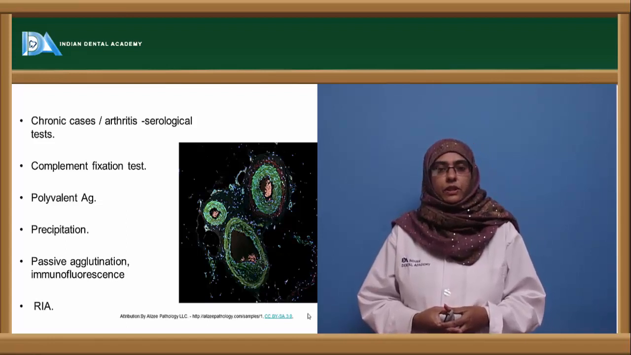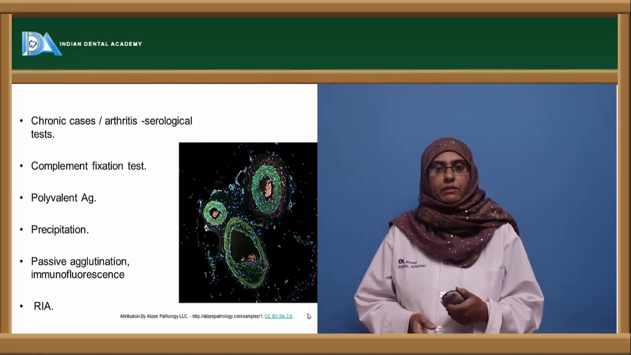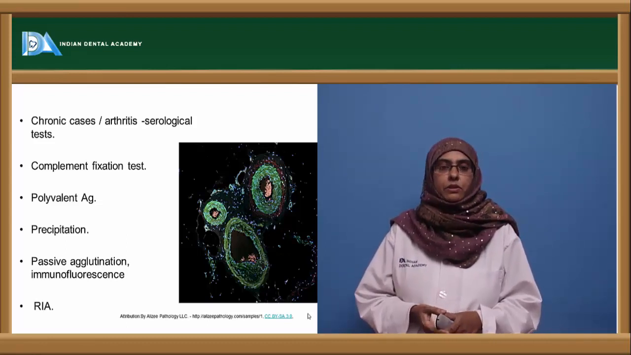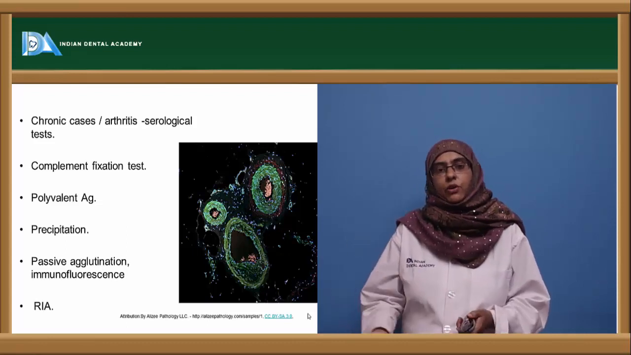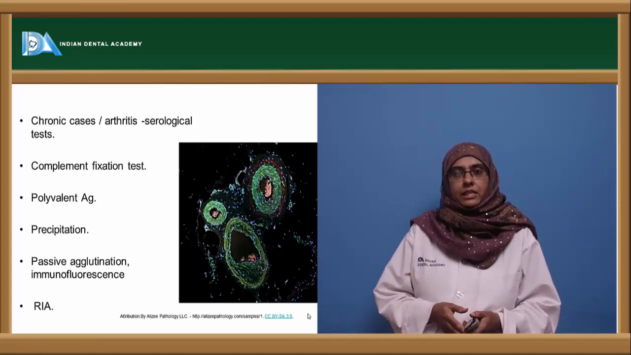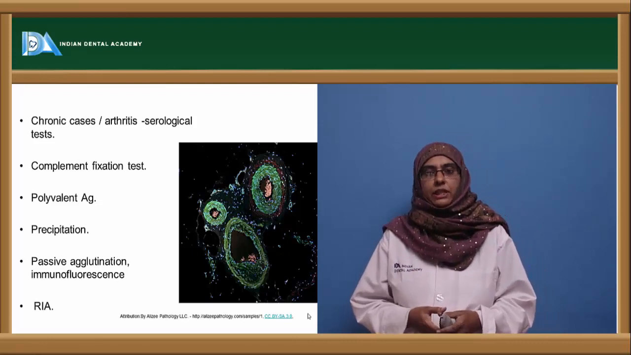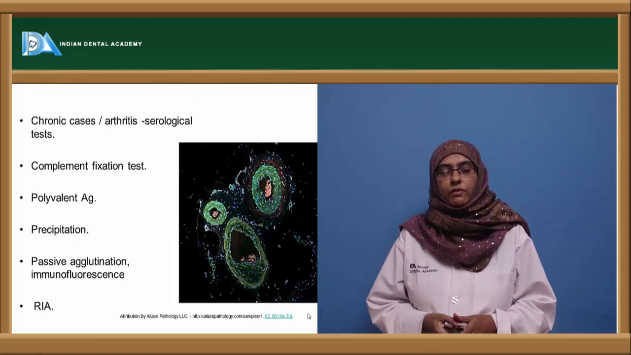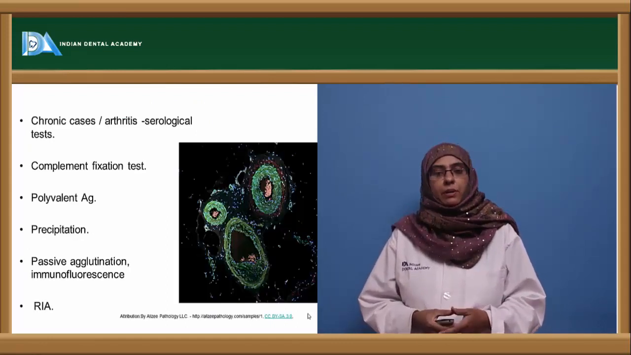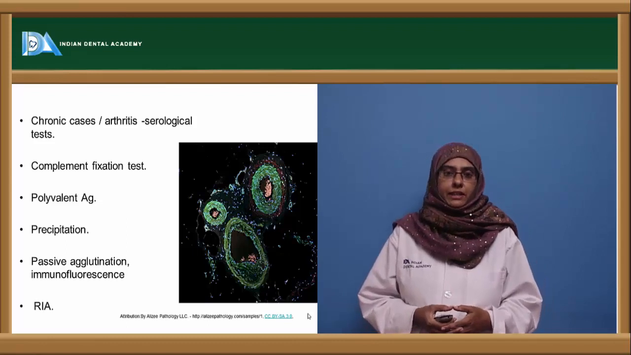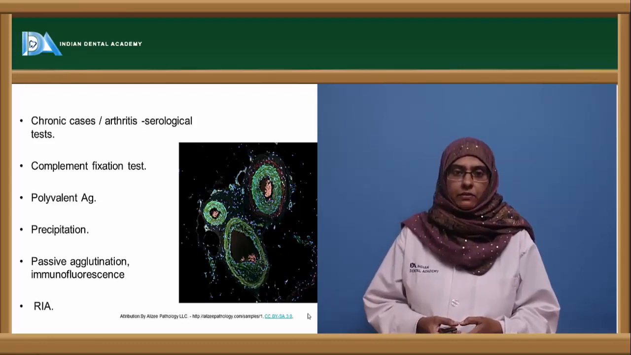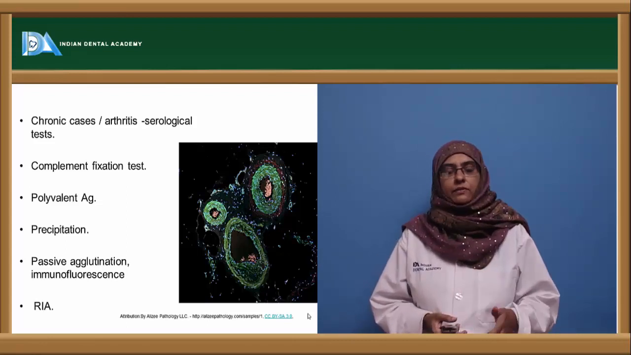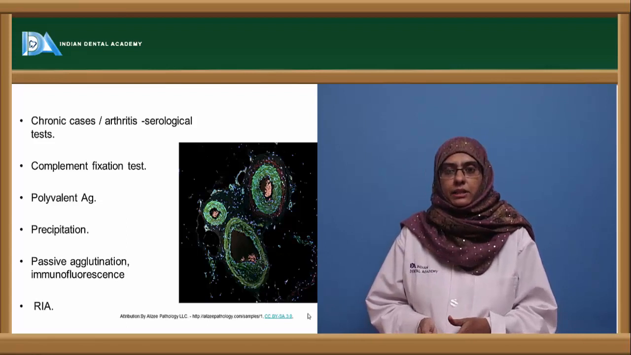Within a few days, you will not see a positive reaction, but only after 1 week might you end up with a positive reaction in the complement fixation test. Because it is not very reliable, you go for other serological techniques such as precipitation, passive agglutination, immunofluorescence, and RIA, that is radioimmunoassay. And when you are going for serological testing, always keep in mind that you have to go for a polyvalent antigen, because the antigenic characteristic of this organism is heterogeneous in nature. You have to select the antigen which is polyvalent to detect the antibodies.